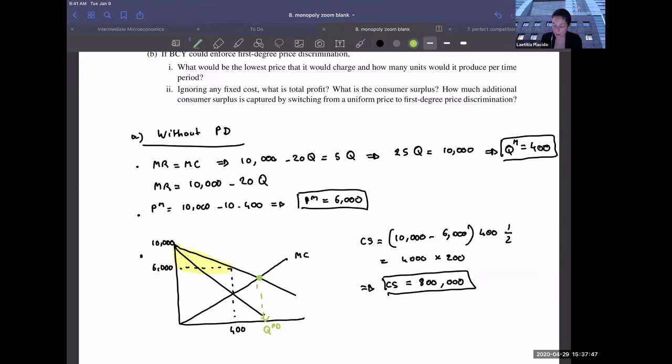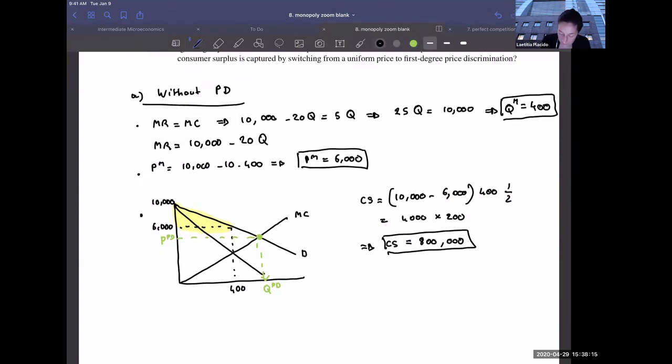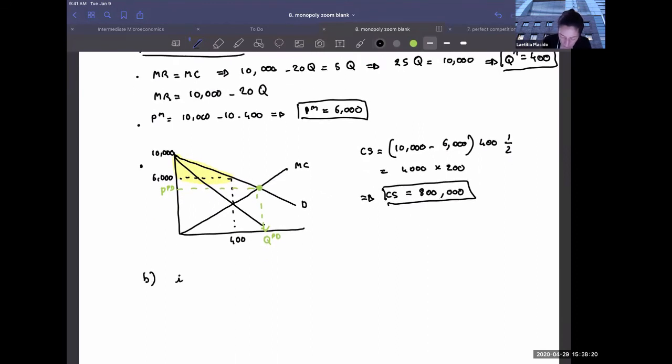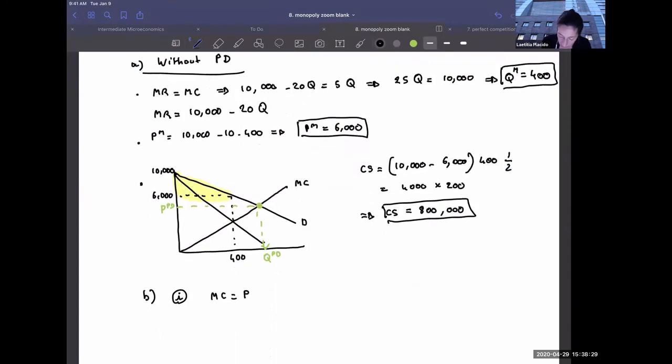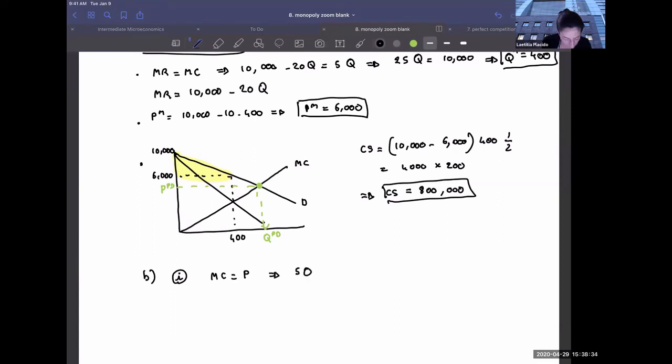What is the lowest price it could charge? Well, that would be the value of the price for that quantity here. So to find PD here, we just need to set marginal cost and the demand curve equal to each other. So marginal cost equals P. So we have 5Q equals 10,000 minus 10Q, which gave Q under price discrimination of 6 point something. So we're going to keep 666.